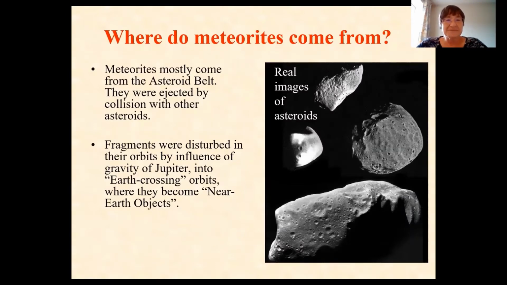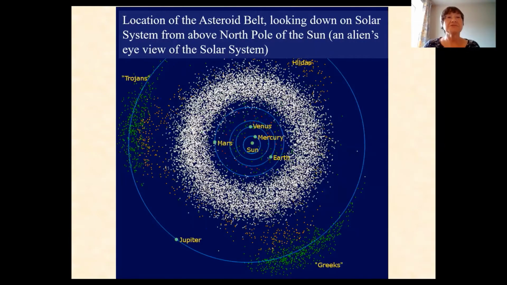So you've already heard where meteorites come from. They come from asteroids that are in the asteroid belt. I say mostly because there are some meteorites that come from other planets like Mars and the Moon. But meteorites in the asteroid belt were ejected from the asteroid belt either by collision with other asteroids or by the gravitational effect of Jupiter. And then they are disturbed in their orbit and they move into the inner part of the solar system where they become near Earth objects. And that's really what I'm going to talk about.